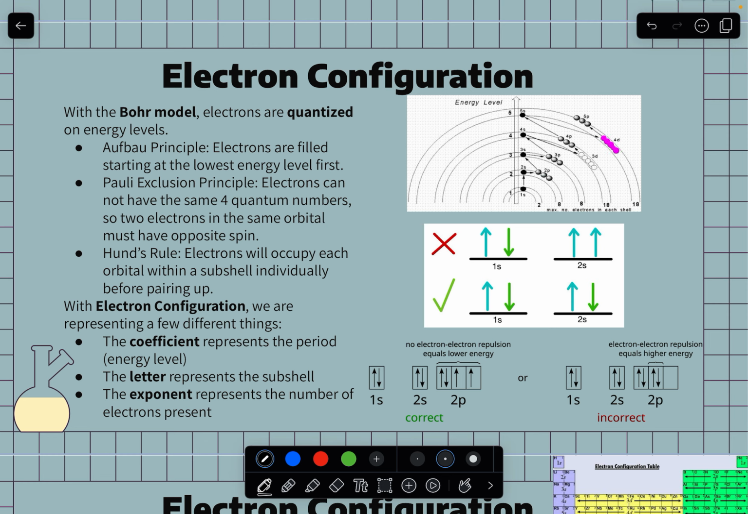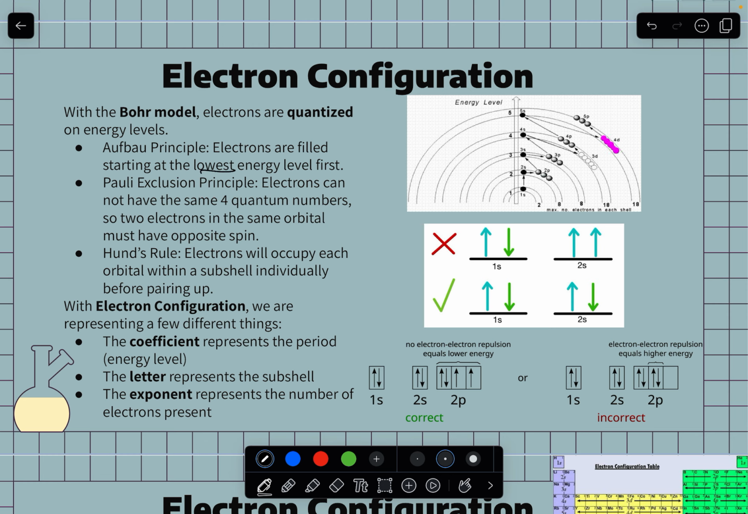Okay. So with electrons, we have the Bohr model. So electrons are quantized onto energy levels, right? We have different levels. We have 3 rules when we talk about electron configuration. The Aufbau principle says that electrons are starting at the lowest energy level first.